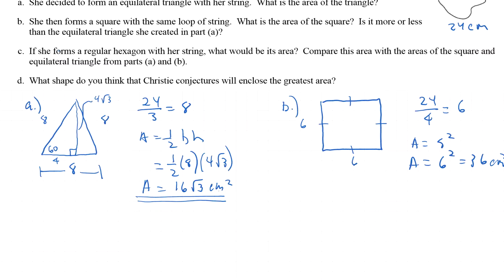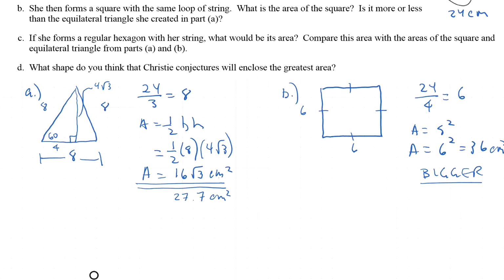And then it says, is it more or less than the equilateral triangle she created in part A? Well, we need to compare it. I used exact answers, so I want to come back to 16 times root 3. And then this is what? 27.7 centimeters squared. So is it bigger or smaller? Oh, it's definitely bigger. So this is bigger. Oopsie. Bigger. Okay.